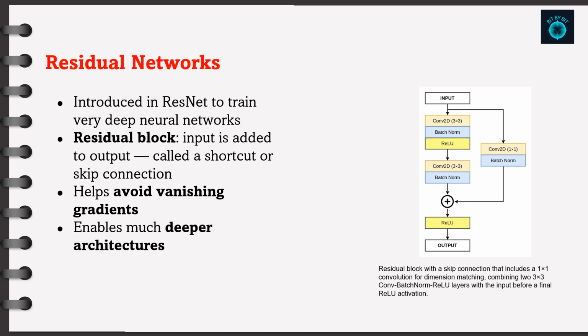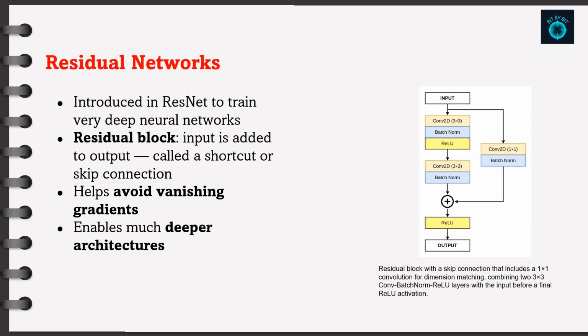It helps the gradient flow through the network and allows us to train much deeper models, like 50 or 101 layers. ResNet was a major breakthrough, and many modern architectures now use residual connections.